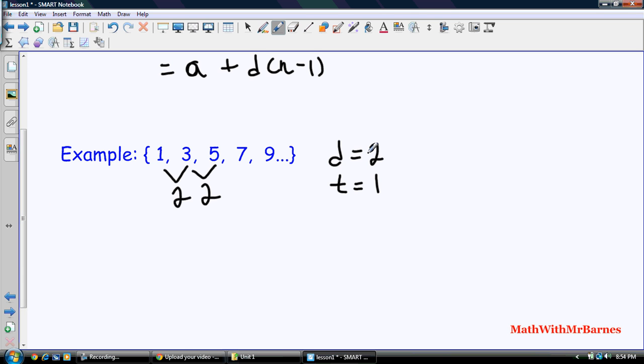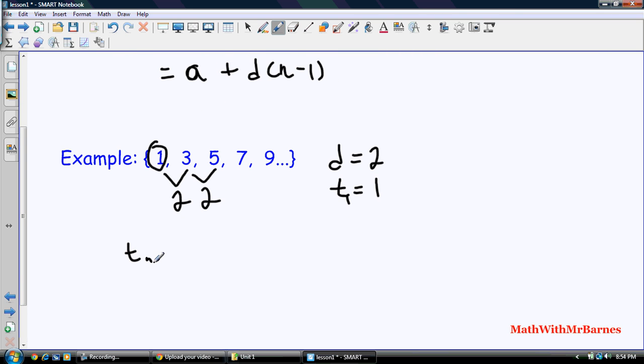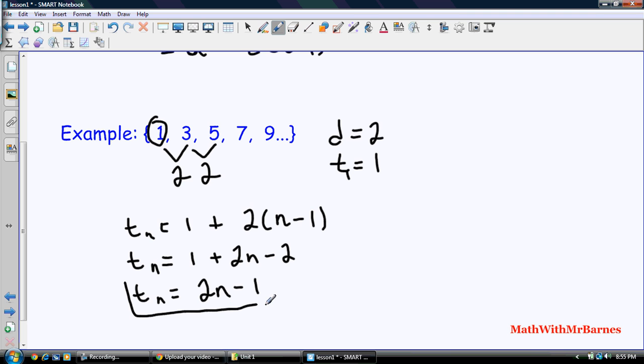T1 is equal to 1. That's just the first term. This is the second term, third term, fourth term, fifth term. Now we're just going to sub this in. I know T of n is equal to 1 plus 2 bracket n minus 1. All we have to do is distribute through, so that's 2n minus 2, and T of n is equal to 2n minus 1. So this is my general term, or my rule.